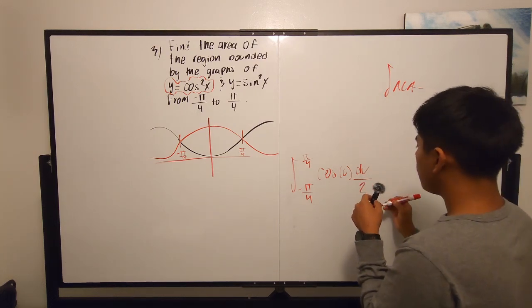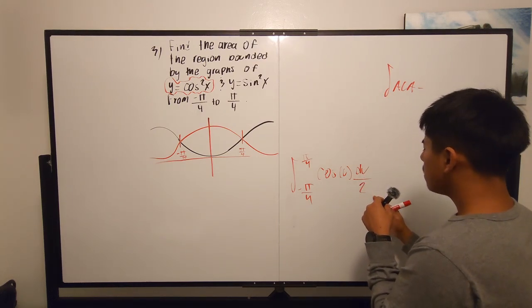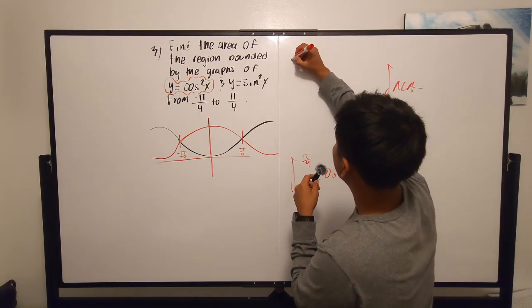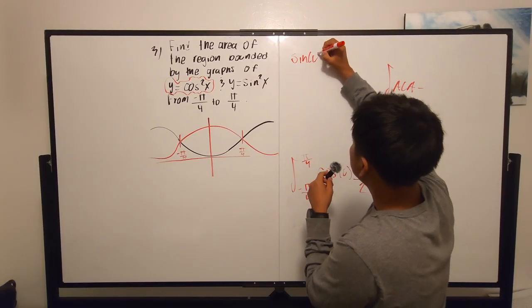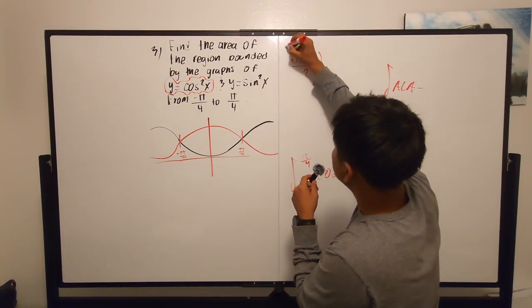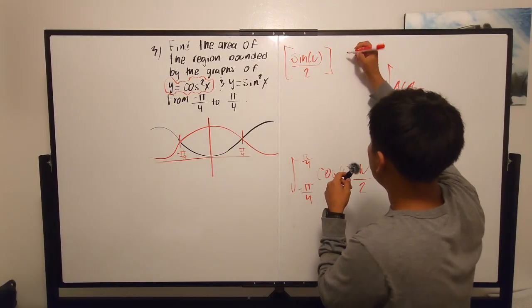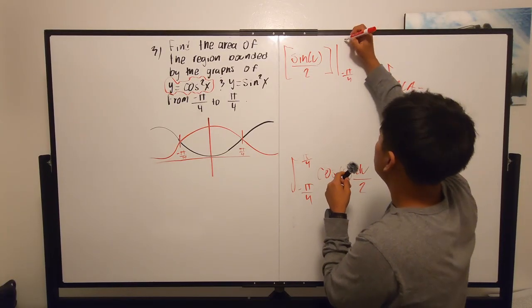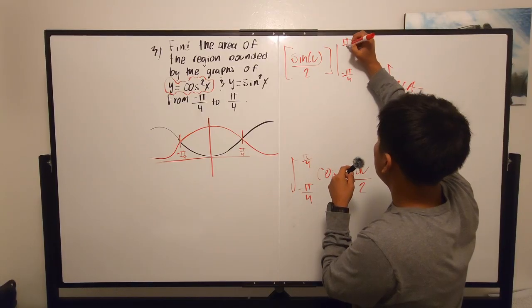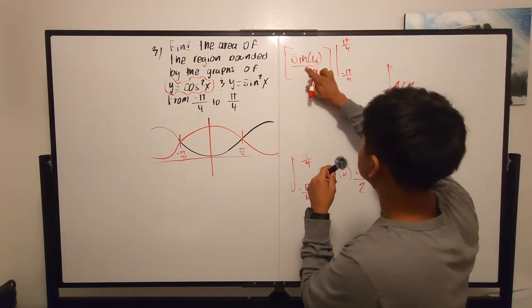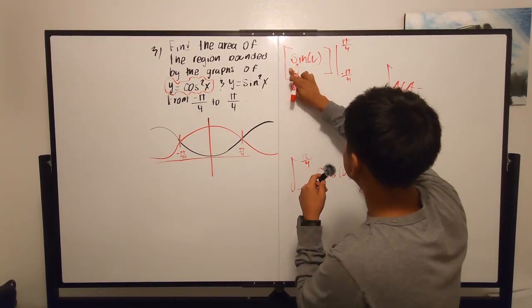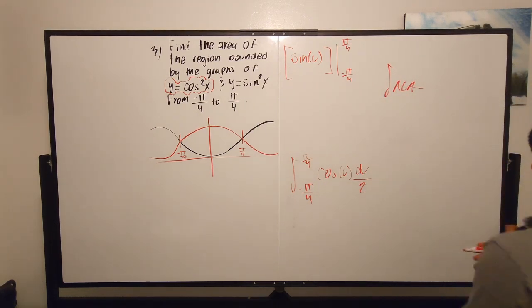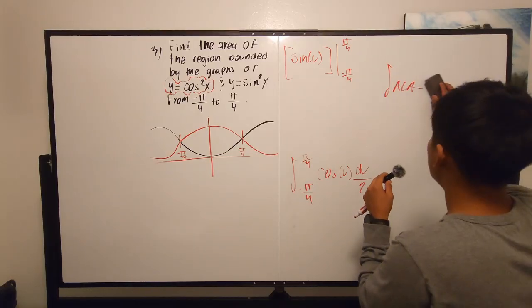So we have, I'm going to skip a couple of steps, but hopefully you guys can see what I do right here. So we have sine u over 2, evaluating from negative pi over 4 to pi over 4. And actually, I'm going to keep this 2 out right now. But we have that 2 right here. So now we're just going to evaluate.